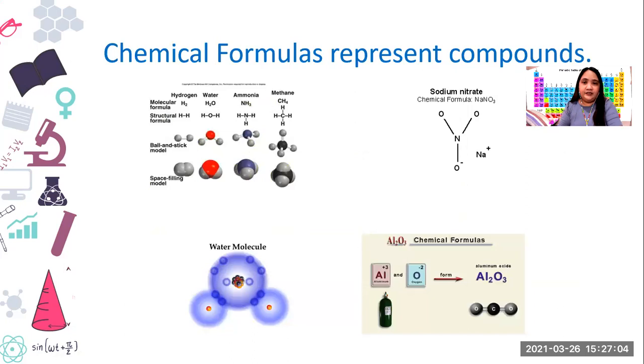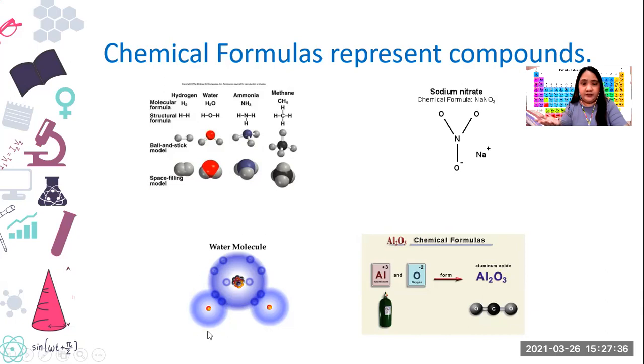So for formulas, they are represented in different ways. It could be using a molecular formula, structural formula. You have the ball and stick model, wherein your elements or your atoms are represented by balls, and of course sticks with their bondings. And then you have the space filling model. You can see this in other references. This can also be a way to represent a chemical formula.